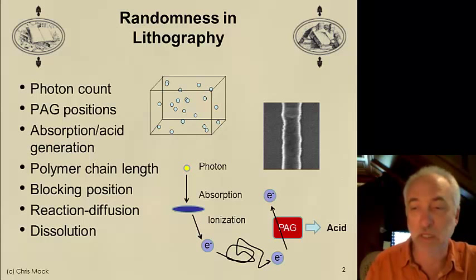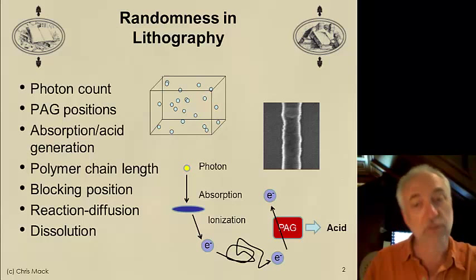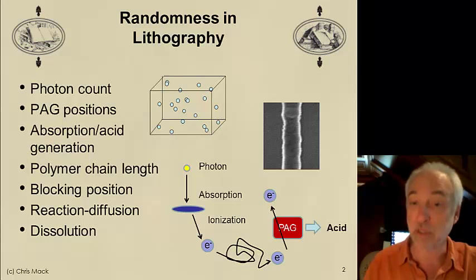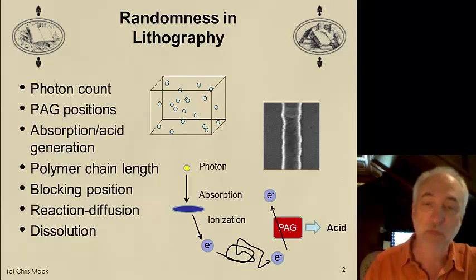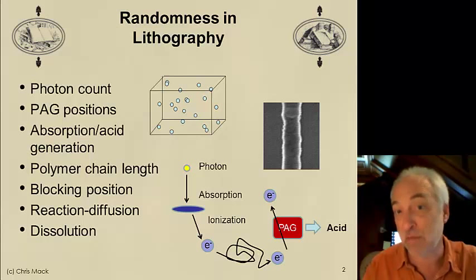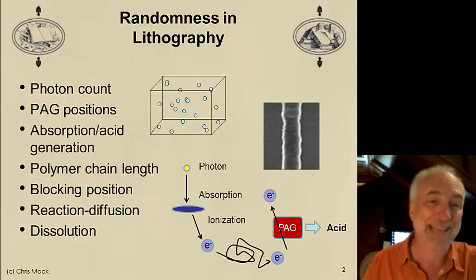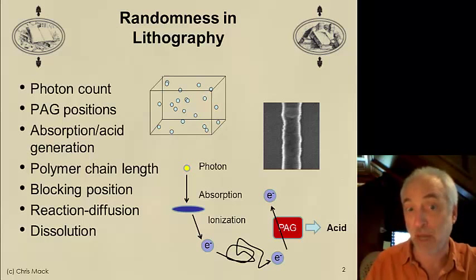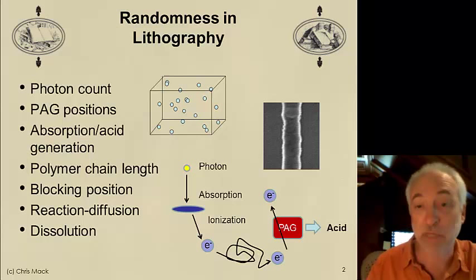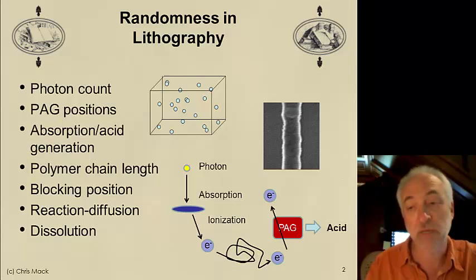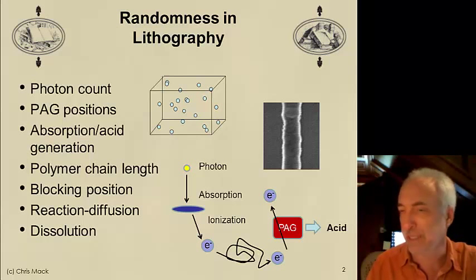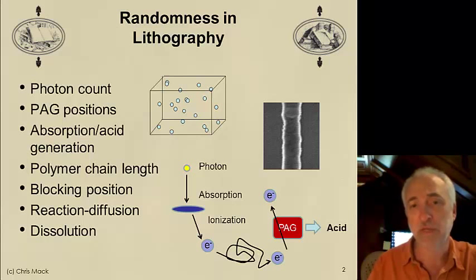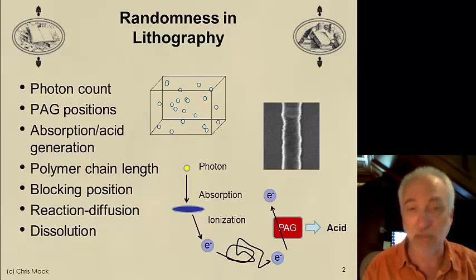Every absorption of a photon is a random event with mean field values that we have come to know, like the Lambert law of absorption. But there's also uncertainty in the exact number of photons that are absorbed. The chemical events of acid generation. When we mix up a polymer, not every polymer has the same chain length. Not every polymer has the exact same number of blocking groups on that polymer. When we do reaction diffusion, there's randomness involved with every deblocking event. And then, of course, dissolution, a subject that we don't really quite have a good grasp of the impact of randomness on yet. We're still working on that.